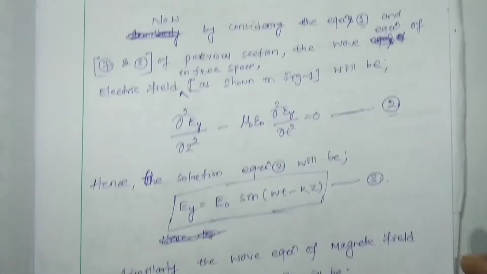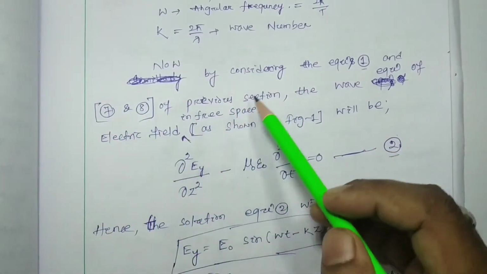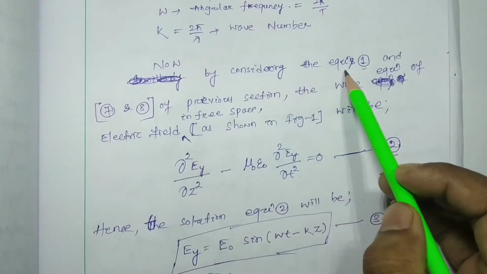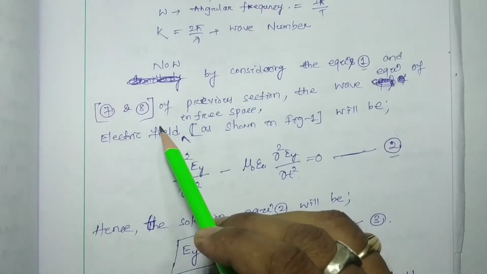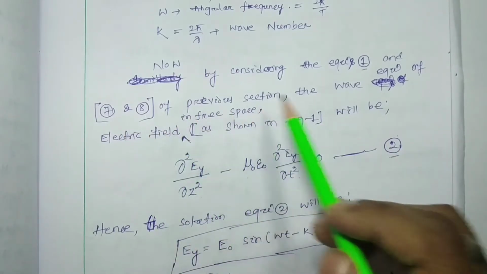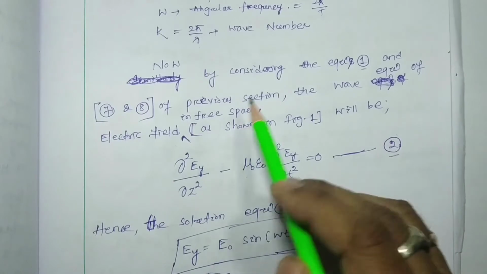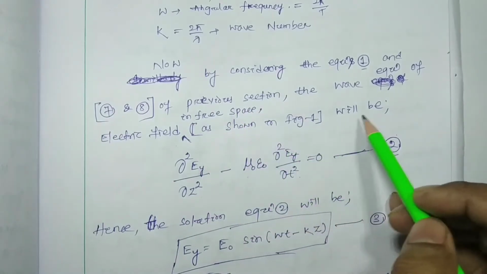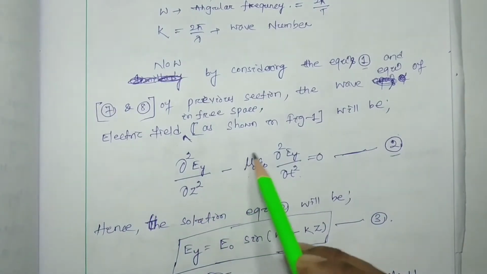So only for that these lines have been written: by considering equation number 1 and 7 and 8 of the previous section, the wave equation of the electric field in free space as shown in figure 1 will be del square Ey by del z square minus mu 0 epsilon 0.